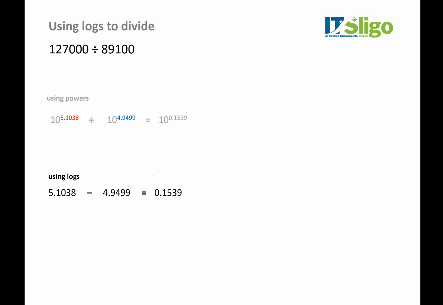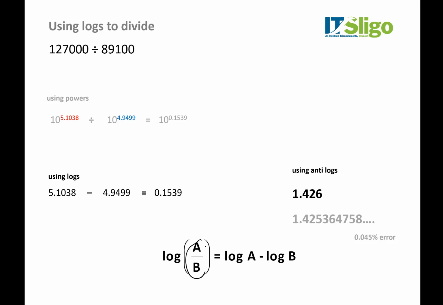I know my answer now is by 10 to the power of 0. I go to the anti-logs and look up those values, and I get 1.426 by 10 to the power of 0. That is the answer. There's the answer using a calculator, and you can see again the margin of error is very, very small. So with logs, when we're dividing two values, we can simply subtract the two log terms.